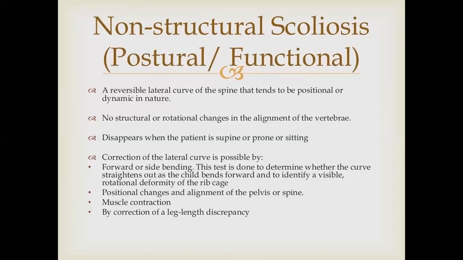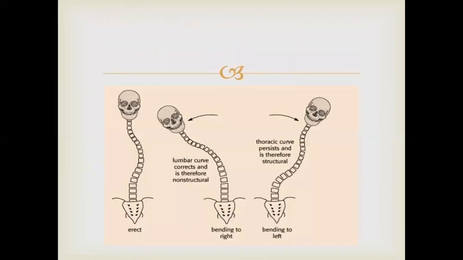Moving on to positional changes and alignment of the pelvis or spine, muscle contraction, or correction of a leg length discrepancy. As you can see here is an erect posture of a non-structural scoliosis. You can see it is bending at the right side. The lumbar curve corrects and is therefore non-structural. The thoracic curve persists and is therefore structural.